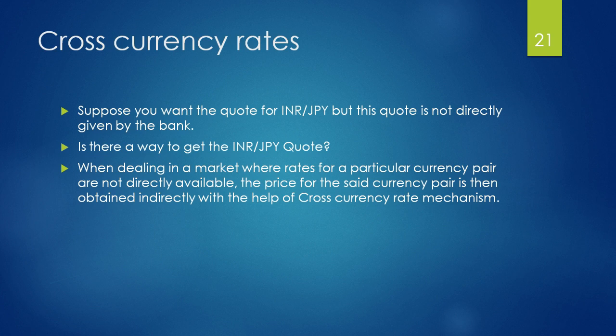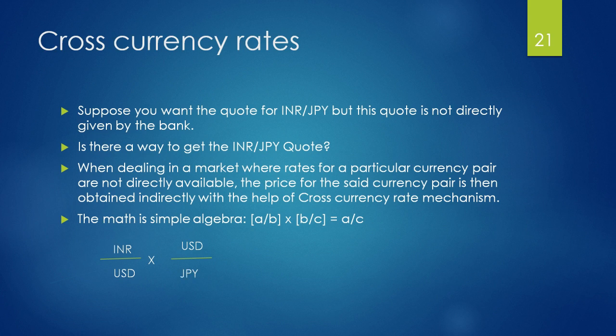The math is simple algebra which you learned in your 6th or 7th grade. That is, A upon B when multiplied by B upon C, now B cancels out and you get A upon C. So in this example, where we need to get quote for INR Japanese yen, we can find this with the help of cross currency rate mechanism like this. Find INR US dollar and US dollar Japanese yen quote and simply multiply both. So US dollar cancels out and you finally get your desired quote, that is INR upon Japanese yen. This logic can be extended to any currency pair to get the exchange rates for which there is no outright market.